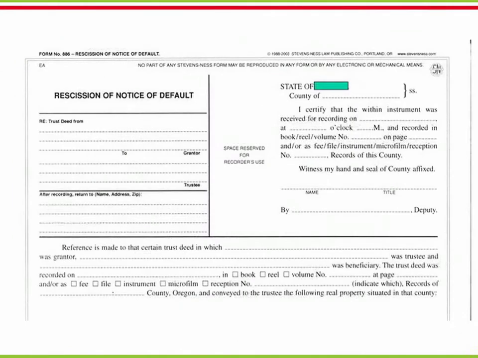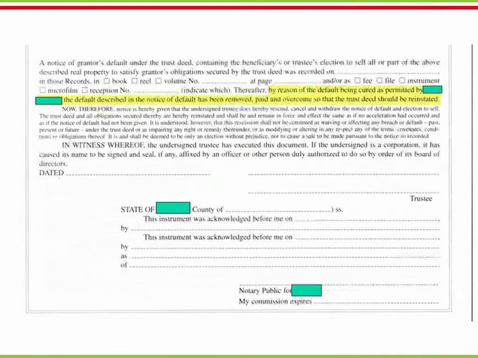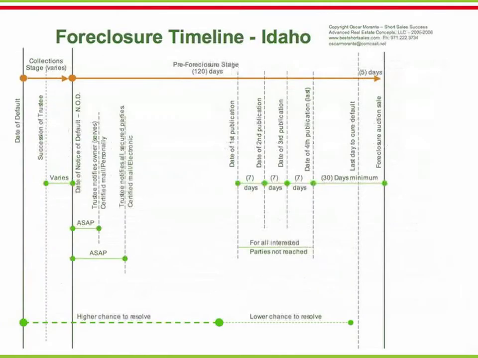If the owner reinstates the loan or arranges a forbearance with the creditor, the foreclosure will be rescinded. This is the rescission document. In summary, it says that the notice of default has been removed. If not, the property will be auctioned.